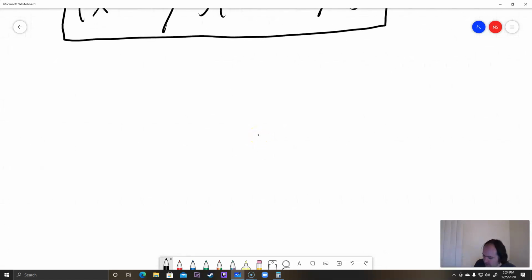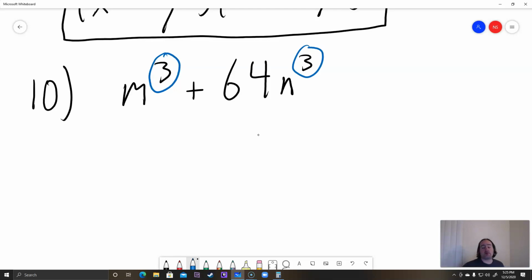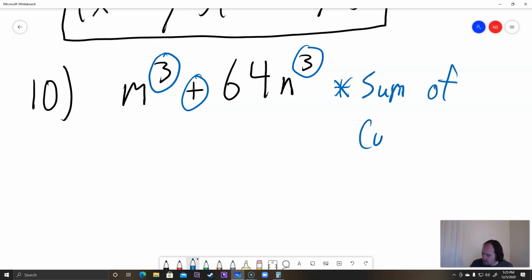Okay, so for number 10, we want to factor m cubed plus 64n cubed. Now because we have cubes here, we're going to be using one of those two formulas that I taught you for the sum or difference of cubes. And because we're adding here, that's actually going to be the sum of cubes. Okay? Because sum means add. Okay, so sum of cubes.